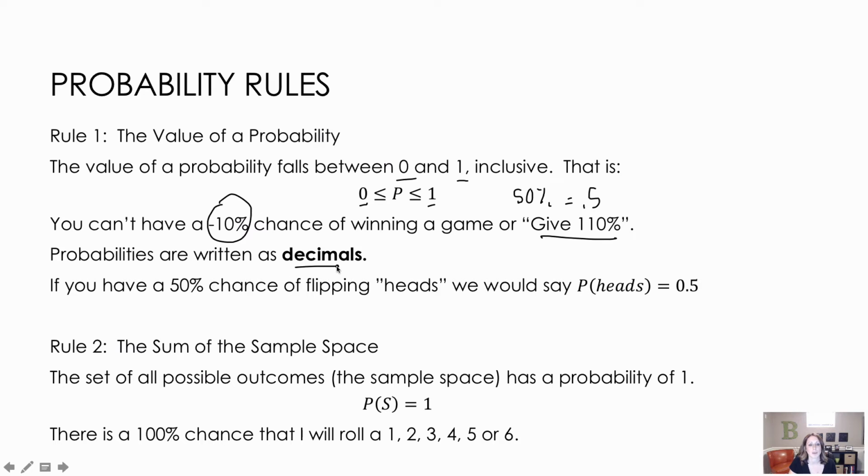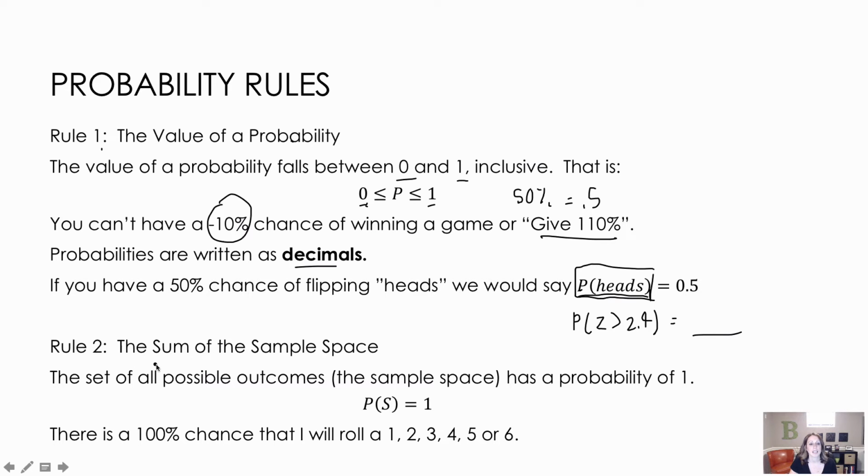So again, probabilities are written as decimals. So if you have a 50% chance of flipping heads, we would say, notice the way that I'm writing this. P(heads), which means the probability of heads, equals 0.5. This notation is going to be very important to us moving forward. We talked a little bit about this when we were finding z-scores and probabilities. We said the probability that z is greater than 2.4, and then we used our calculator to calculate that. But it's important that we understand that this is just talking about find the probability. So that's rule number one, is that probability comes between 0 and 1.